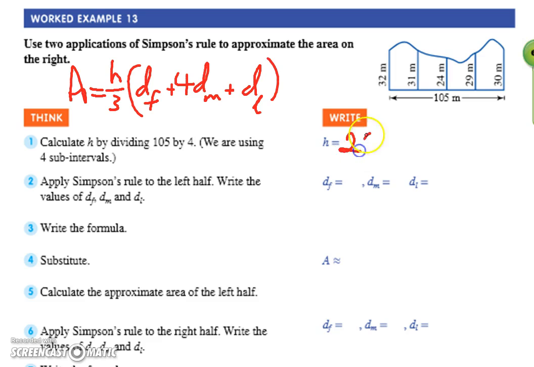26.25. Which part don't you get? How many parts are there? We did it by 2 last time. And if you did it by 2, you'd actually get that distance there. You're halfway. So, but do you see why we're doing it by 4? Because instead of splitting it into 2 bits, to do 2 applications, we're splitting into 4 bits. Cool? 26.25.